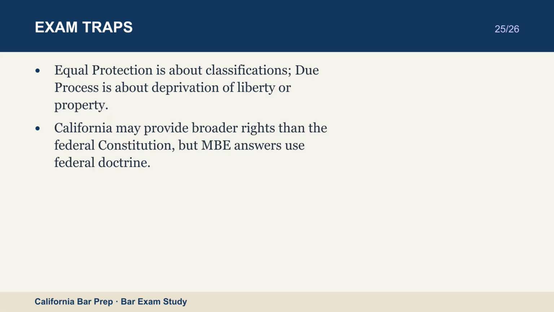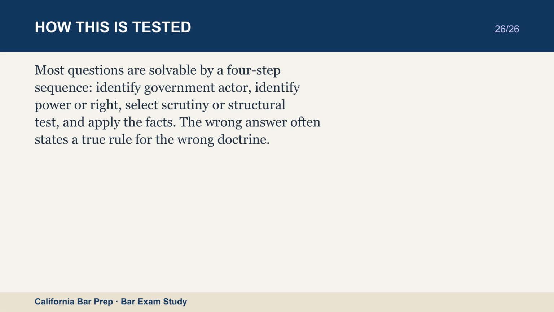Most questions are solvable by a four-step sequence. Identify government actor, identify power or right, select scrutiny or structural test, and apply the facts. The wrong answer often states a true rule for the wrong doctrine.